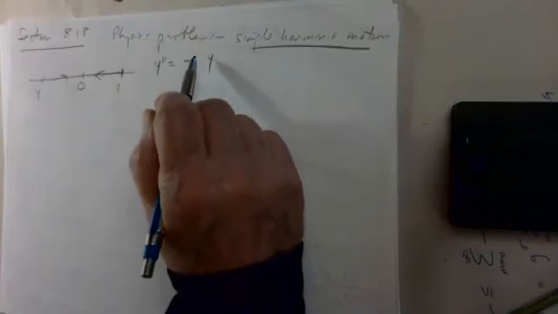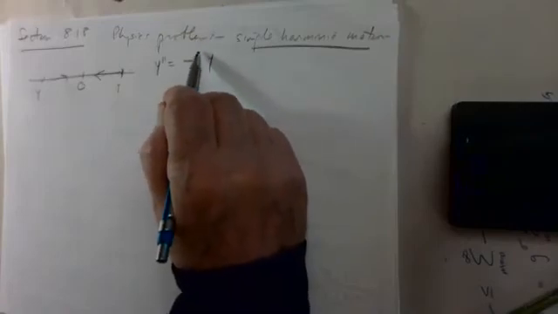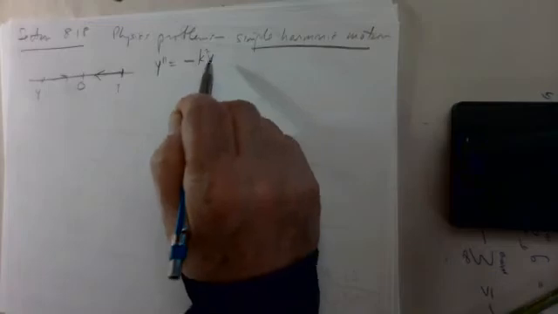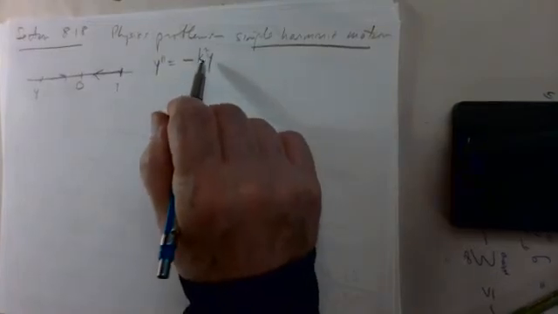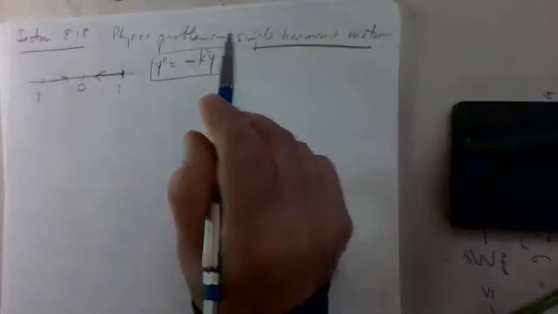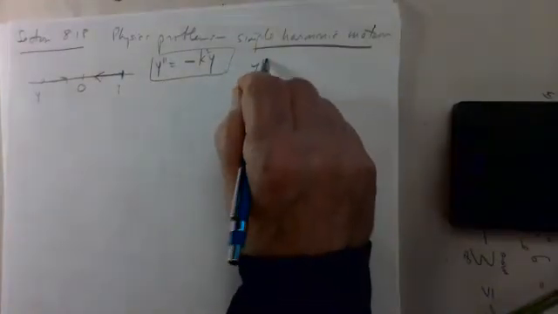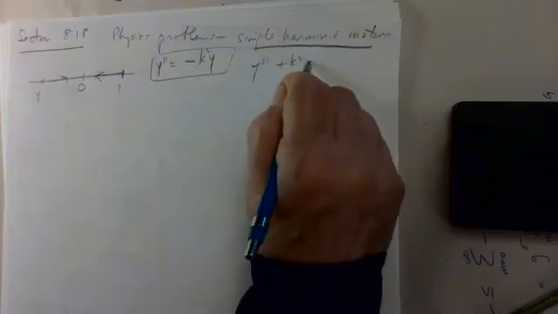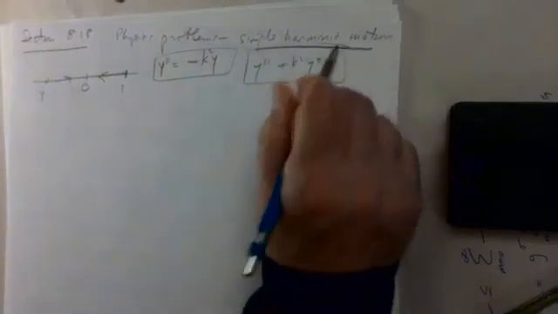And there's some constant, which is positive. I'll call it, I can write it k squared if it's positive. So every positive number is a square. So the differential equation for simple harmonic motion is y double prime is minus k squared y, or we could write it as y double prime plus k squared y equals 0.